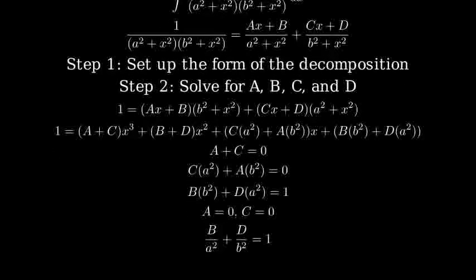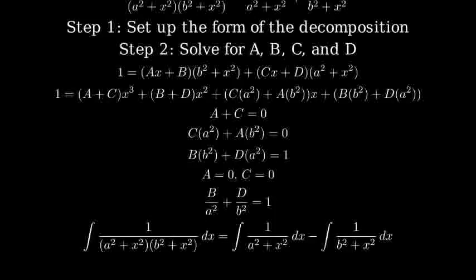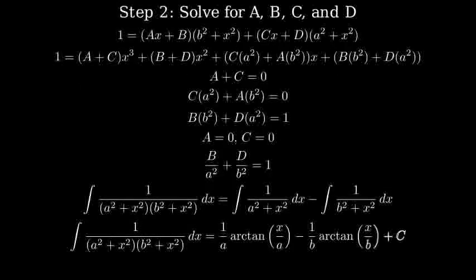Solving for B and D gives us B divided by a squared plus D divided by b squared equals 1. To solve this equation, simply perform algebraic manipulations. Since we set B and D, we substitute these solutions into the integral, and it simplifies to. This gives us a couple of simple integrals now. And now let's evaluate each integral.